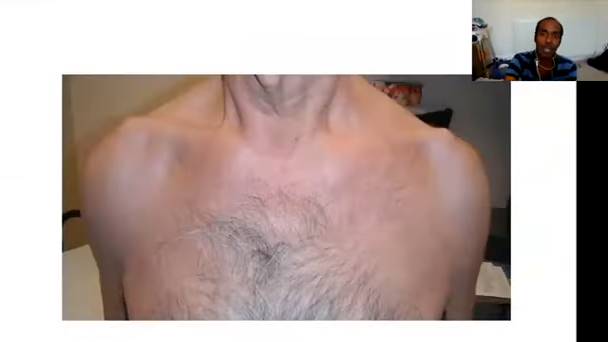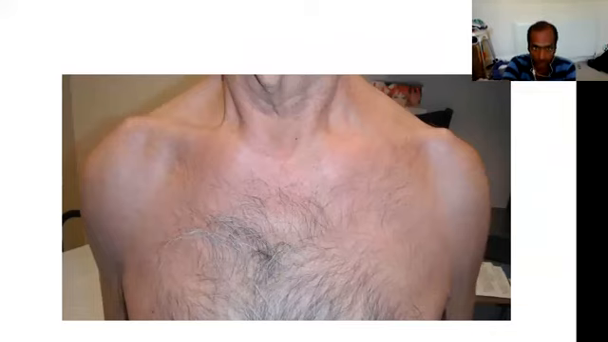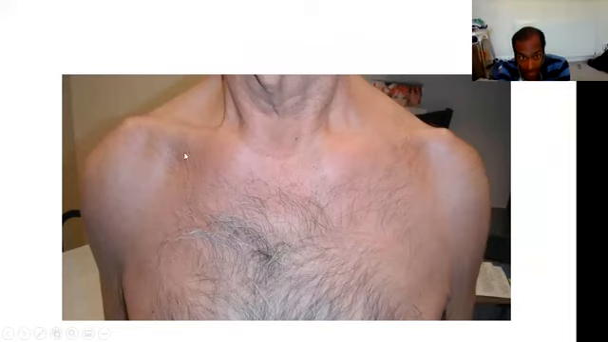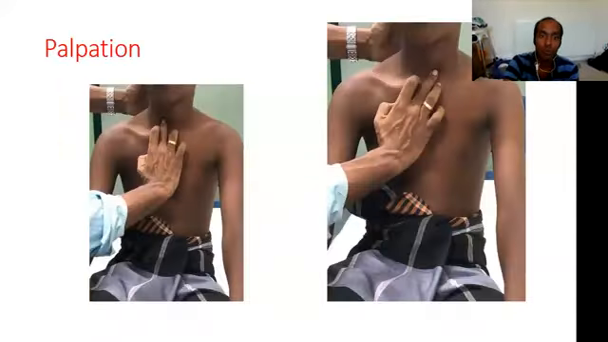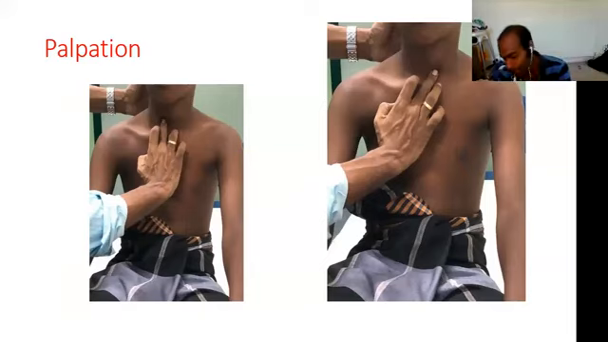Apical flattening, if it's unilateral, is very important because it basically means fibrosis of the lung in that area. So write that down. Apical flattening, when it's unilateral, indicates a fibrosis of the lung on that side. And it's much clearer when you look from the foot end of the bed. All right, moving on to palpation.